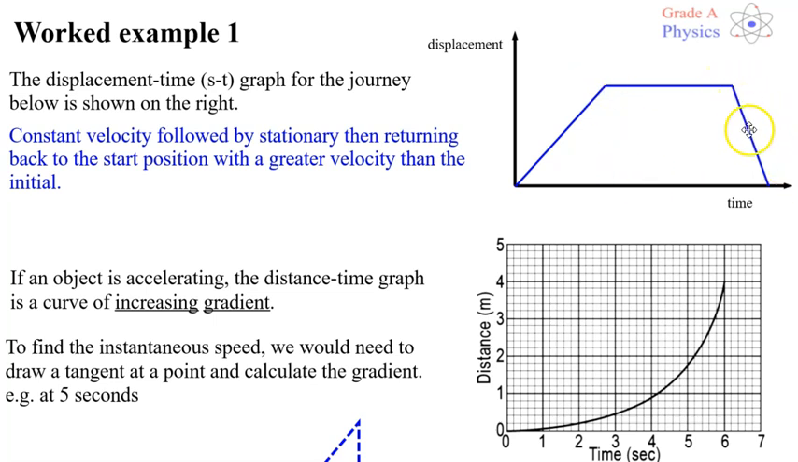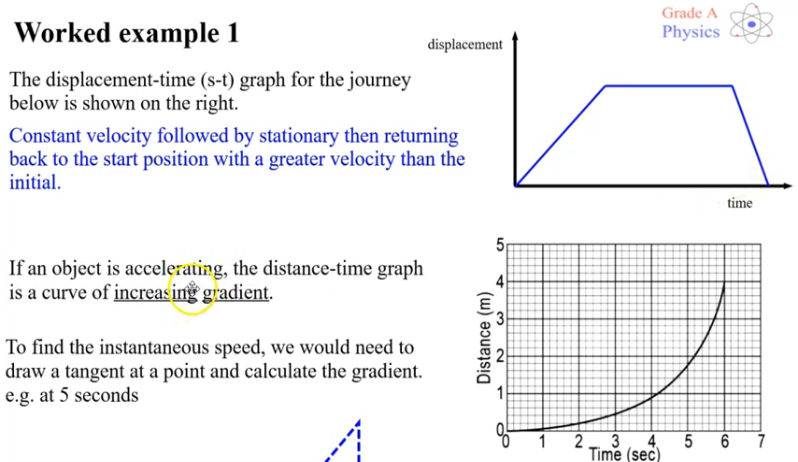And then we have a negative gradient. So a negative gradient means we've changed direction, we have a negative velocity, we're going back to the start position, which makes sense on this graph because we started at zero displacement and we end up back at zero. So we're right back at the start position. Also, I could look at the magnitude of the rate of change of displacement, that is the size of the gradient. We have a larger gradient, which means we have a larger magnitude of velocity.